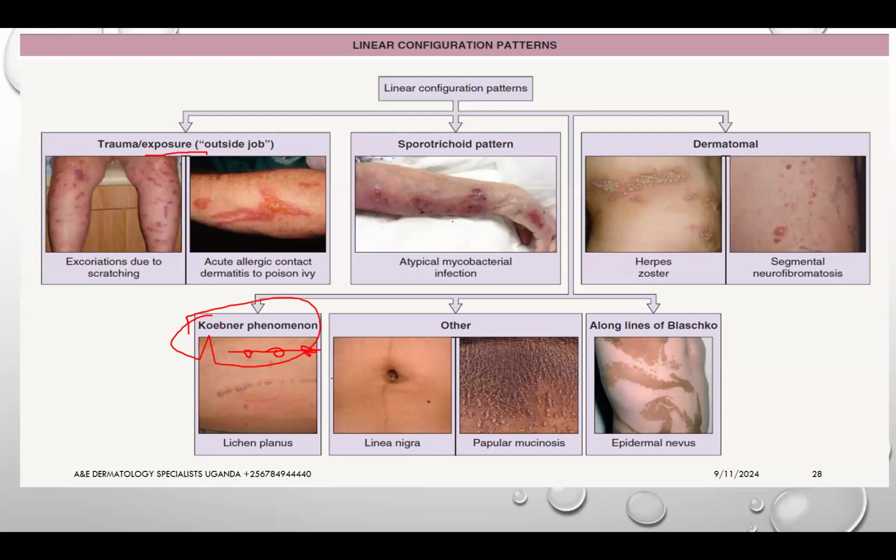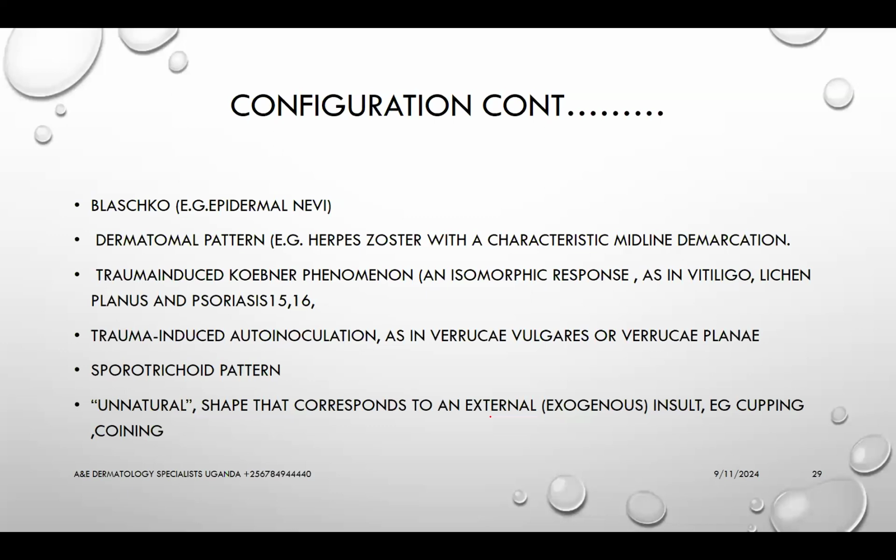Then other things like Blaschko lines, which I've mentioned. These are lines of development, like how the skin moves during embryology. Those are the lines the skin follows. So you can get a disease condition that follows Blaschko lines, for example lichen striatus. Another example would be bronchitis. Another example, we can have epidermal nevus and the rest.